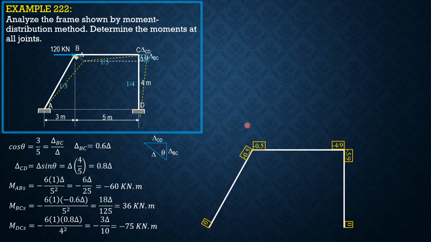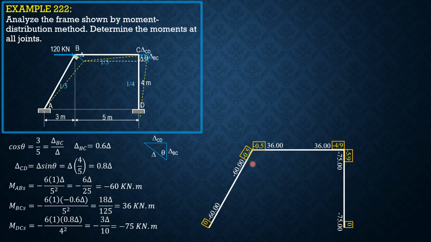Then let's put the side sway moments. For AB, we have negative 60, negative 60. For BC, 36, 36. And for CD, negative 75, negative 75. So let's just put the moments here. We might run out of space in that direction. So at this joint, it's 0, so I will not just put 0. The distribution factor is 0 for A and D.